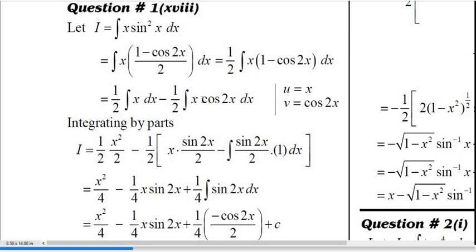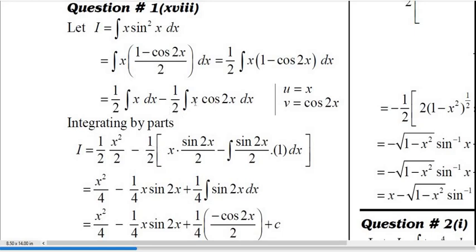Here we have two functions. First function is algebraic, second is trigonometric. So first we take algebraic as first function, meaning u is equal to x and v is equal to cos 2x, meaning second function is cos 2x. Okay, integrating by parts, I is equal to 1 by 2 x square divided by 2 minus 1 by 2 this x square. Integration of x is x square divided by 2, minus 1 by 2 as it is.